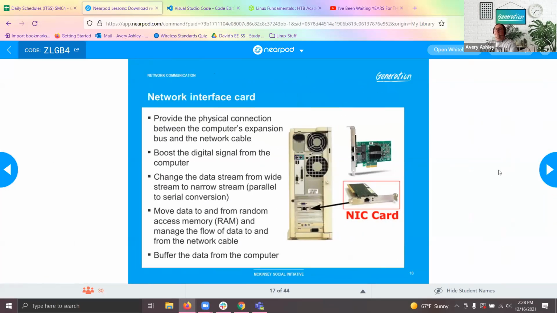Right, then we have our network interface card. Leela, will you take this one?